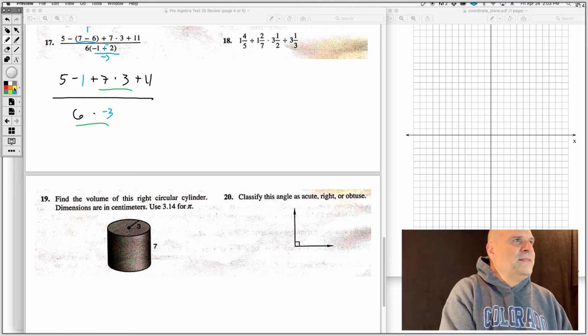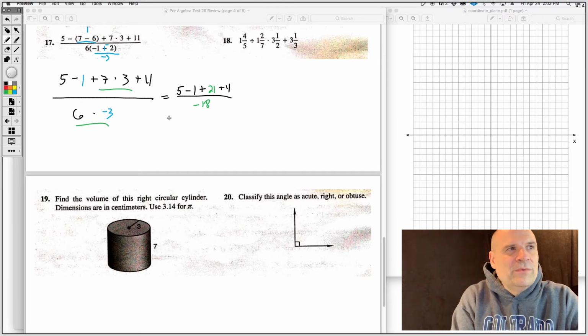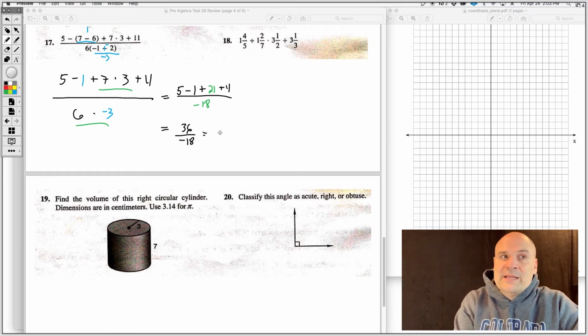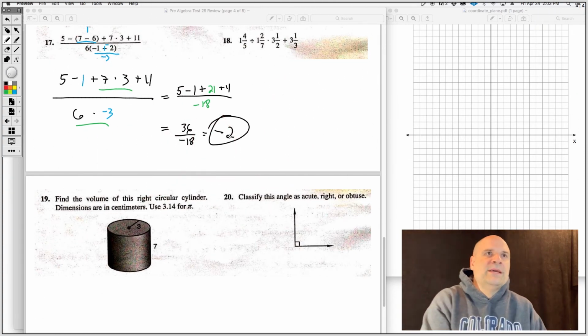All right, so let's rewrite that. 5 minus 1 plus, what's 7 times 3? 21. Plus 11 all over 6 times -3 is -18. Okay? So now we just go left to right with addition and subtraction. 5 minus 1 is 4, plus 21 is 25, plus 11 is 36, all divided by -18. Positive divided by negative is negative, and 36 divided by 18 is 2. Boom.